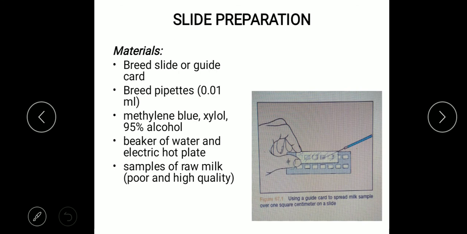After that, we will stain the smear with methylene blue for 15 seconds and dip the slide again in water to remove the excess stain. Then we will decolorize the smear to pale blue with 95% alcohol and dip it in distilled water to stop the decolorization. And we will allow the slide to completely air dry before we examine it under the microscope.